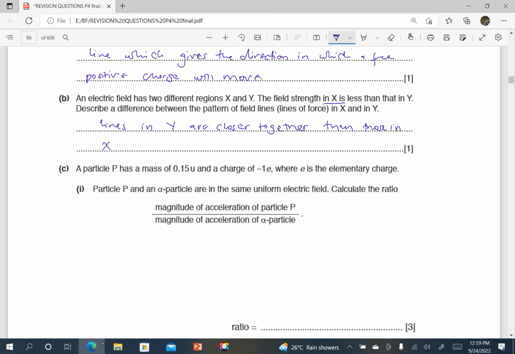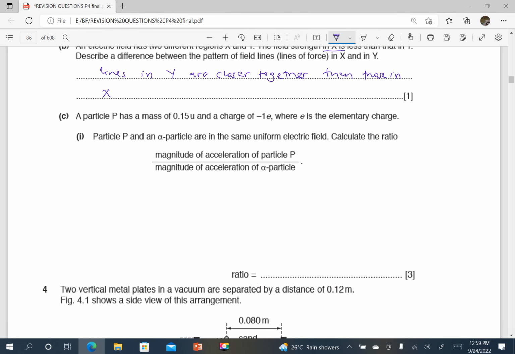Or the lines in X are farther apart than those in Y because the field strength is inversely proportional to the separation. If the separation is smaller, the field strength is higher. And if the separation is greater, the field strength is smaller.